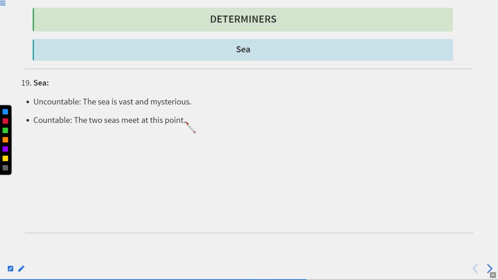Sea, uncountable. The sea is vast and mysterious. Countable nature. The two seas meet at this point. Okay. Town living is different from country living. It means we are talking about two types of living, that is living in the town and living in the entire country. There are two towns nearby.